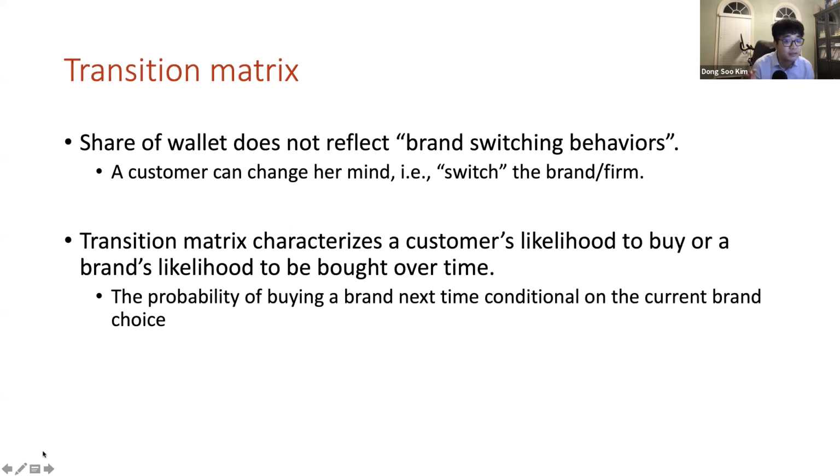Transition matrix is a useful tool to discover the details of brand switching behavior. It characterizes a customer's likelihood to buy or a brand likelihood to be bought over time. It is a two-dimensional matrix of elements. Each element is the probability of buying a brand next time, conditional on the current brand choice.